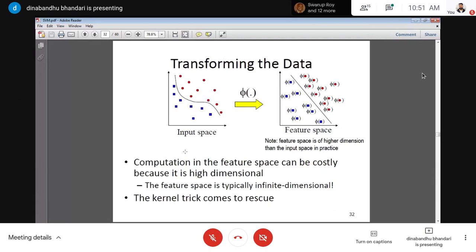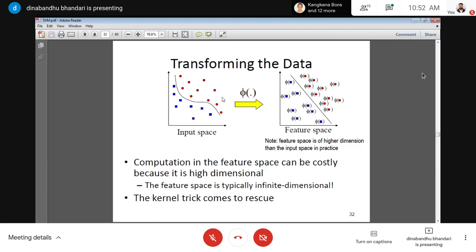But there is no algorithm that exists to find this mapping. However, there is another problem. Maybe this data is in a lower dimension, say 10 dimensions. Now there will be a very complicated curved line separating these two classes. To transform this data into a feature space where it becomes linearly separable, maybe you have to transfer the data from 10 dimensions to 100 dimensions, right?